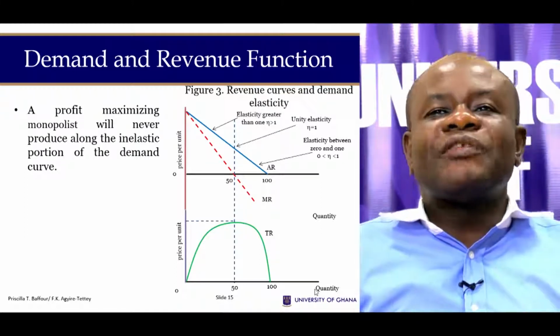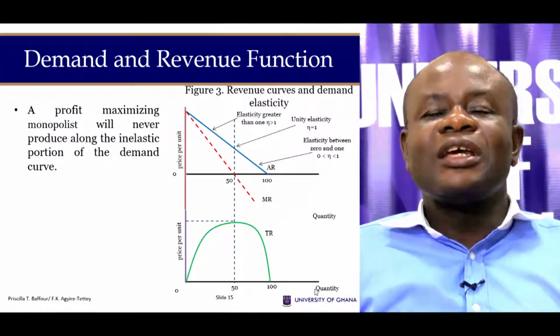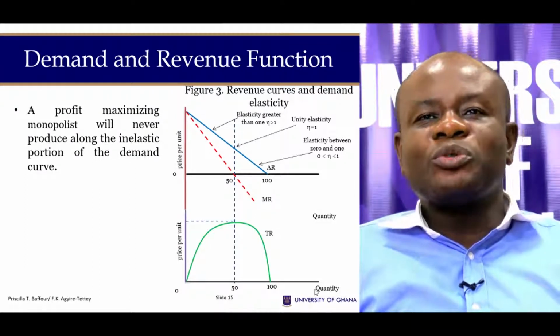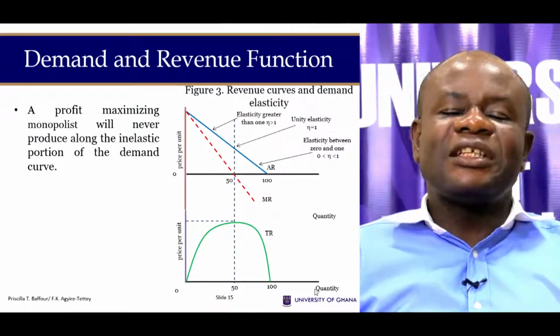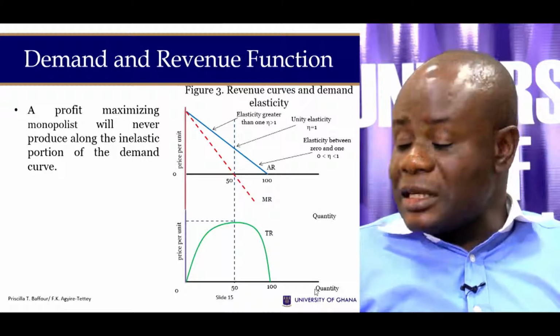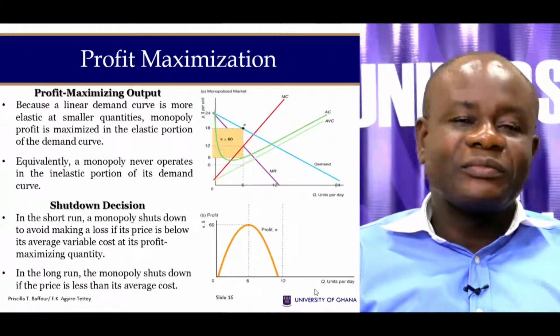And in this case, since when elasticity is greater than 1, total revenue is increasing, what it implies is our monopolist will never want to produce in the region where the price elasticity of demand is less than 1. In other words, our monopolist will always produce in the region of the demand curve where the price elasticity is greater than 1, and that is a rising portion of the total revenue curve.